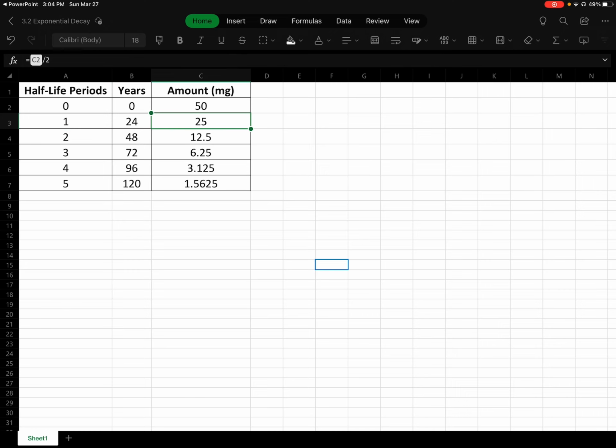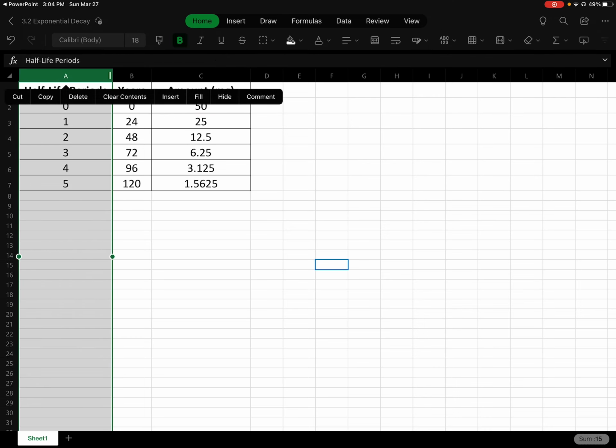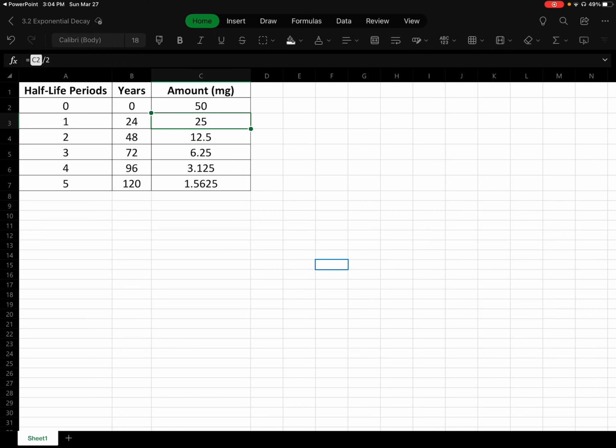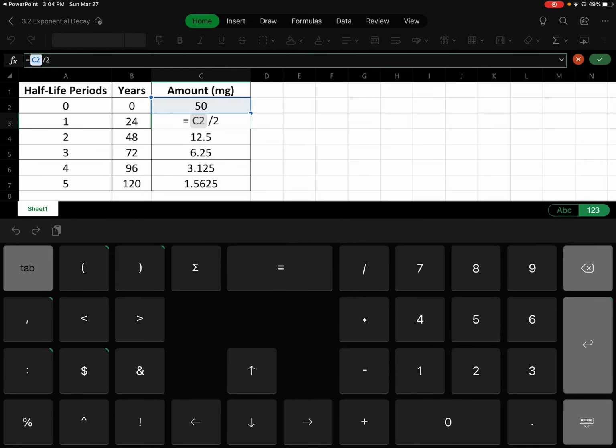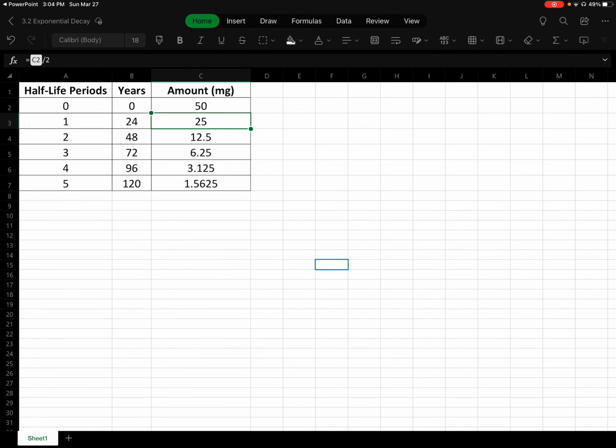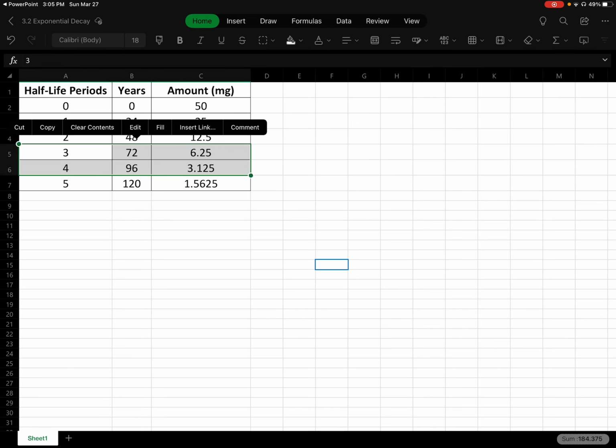You can also see, if you look up a little bit to the left, where it says Fx, there's an equation: equals C2 divided by 2. That's an equation that gets applied to all the cells in order to calculate the next cell. All I did was enter in 50, and then I used that equation to calculate everything else. We're trying to figure out how long it will take for there to be only 5 remaining. That 5 is somewhere between 3 and 4 half-life periods, or 72 and 96 years.